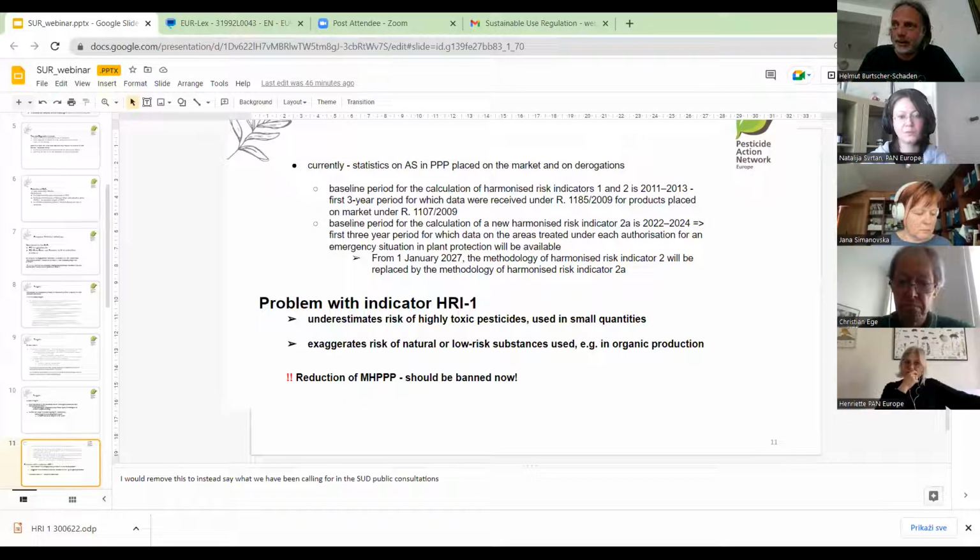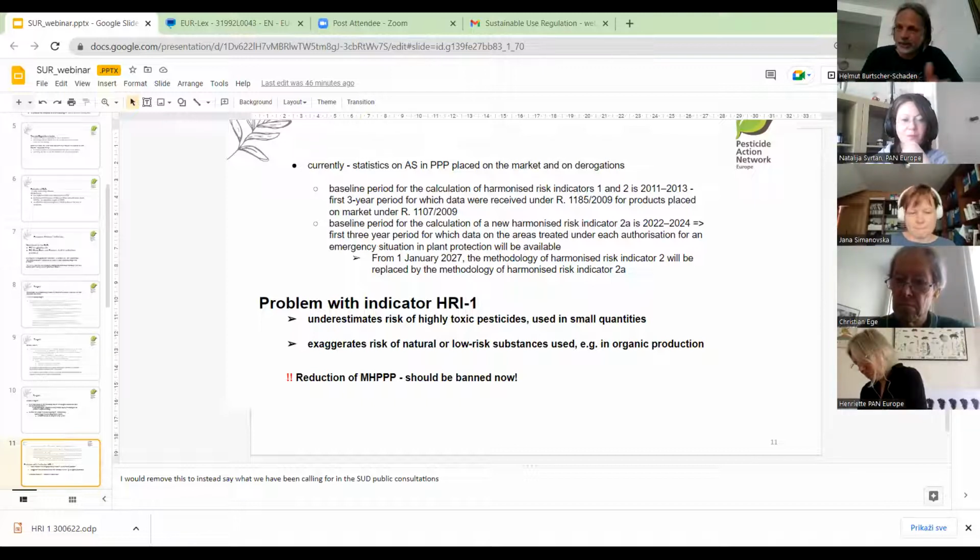So the communication solution, in my opinion, is just to refer to low-risk pesticides, because they are classified by the Commission. They do exist. Baking powder is just such a low-risk pesticide. Most microorganisms are classified as this. So just for communication reasons, I think this is good.